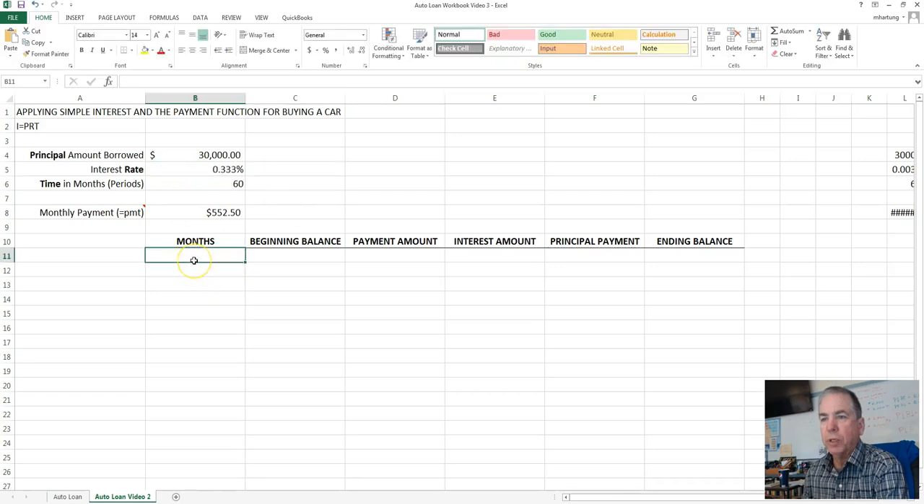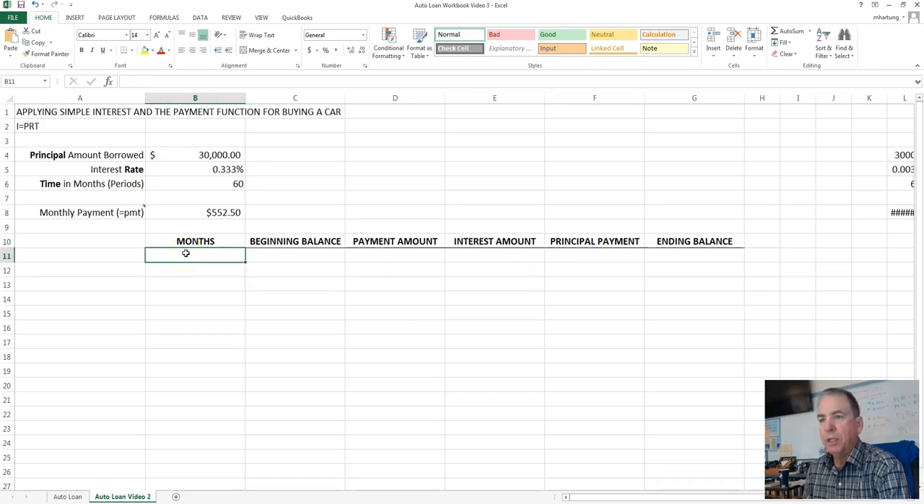Here in Video 3, what we want to do is go ahead and build a table so that we can see what our monthly payment is, the amount of that payment that is going to pay the interest, and the amount that's actually going to pay off the loan, which we refer to as the principal payment.